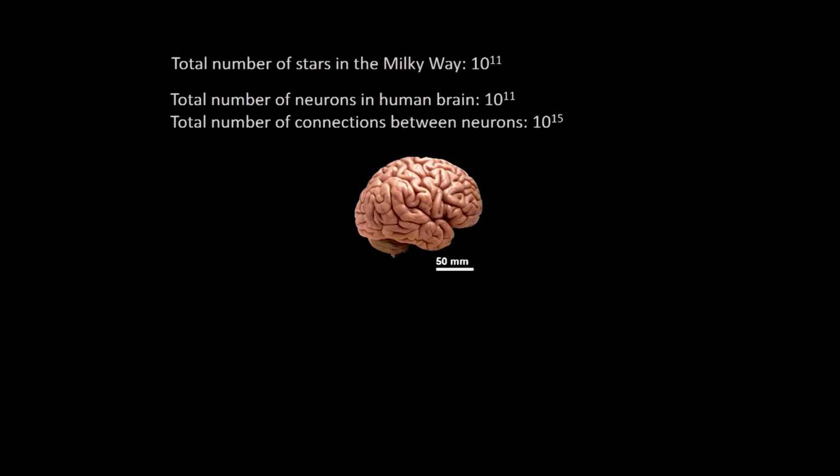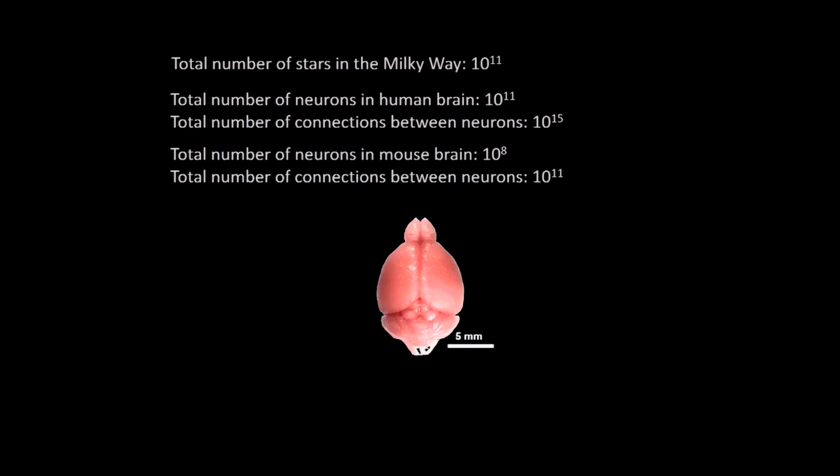But what makes it even more difficult is that on average, each neuron is connected with about 10,000 other neurons. Even when you look at a much smaller brain, for example, that of a mouse, there's still about 100 million neurons, with that forming about 100 billion connections.